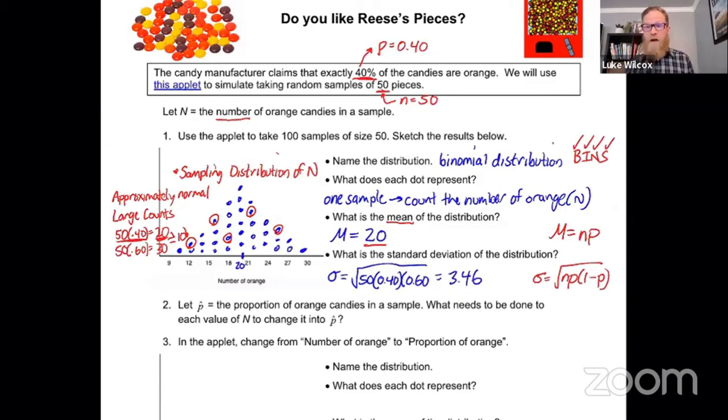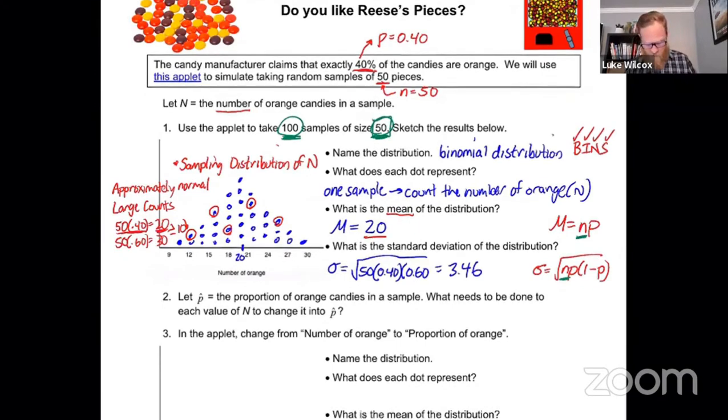Now, one little warning here is that when you're plugging in a number for n, you want to be careful that you're using the sample size. Often students will have trouble deciding whether it should be 100 or 50. We want the sample size, not the number of samples. So 50 is the appropriate value for n, which is what we used in our calculations.